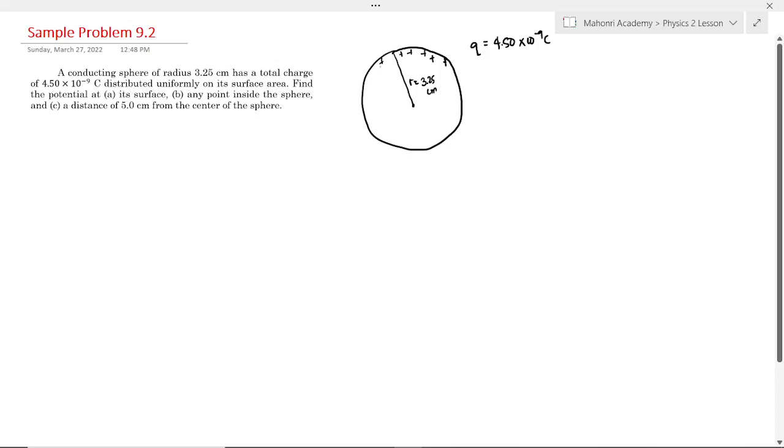And that makes sense because if you remember conducting versus insulating spheres, conducting spheres have their charges only on the surface. So the charges are all found on the surface. So these are your givens. What it's asking: first, find the potential on the surface. B, find the potential inside. And C, lastly, what would be the potential at 5 centimeters from the center of our sphere?